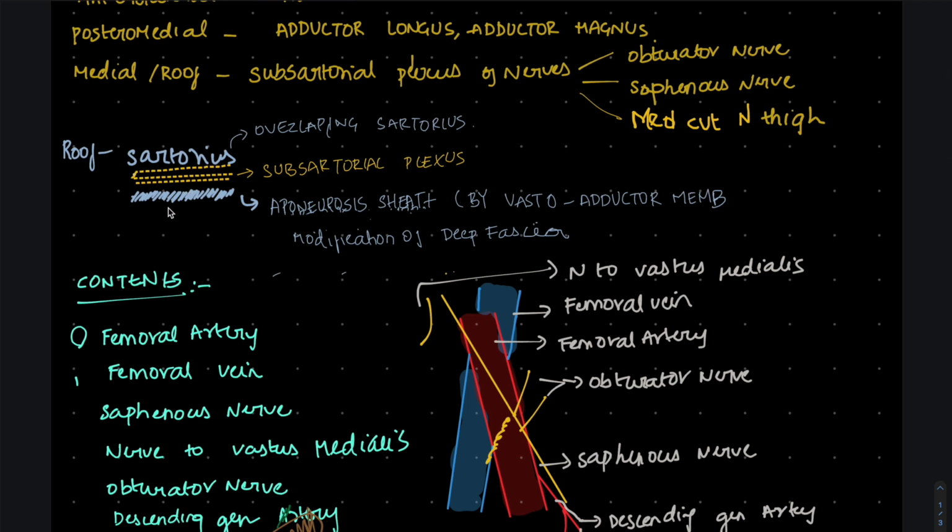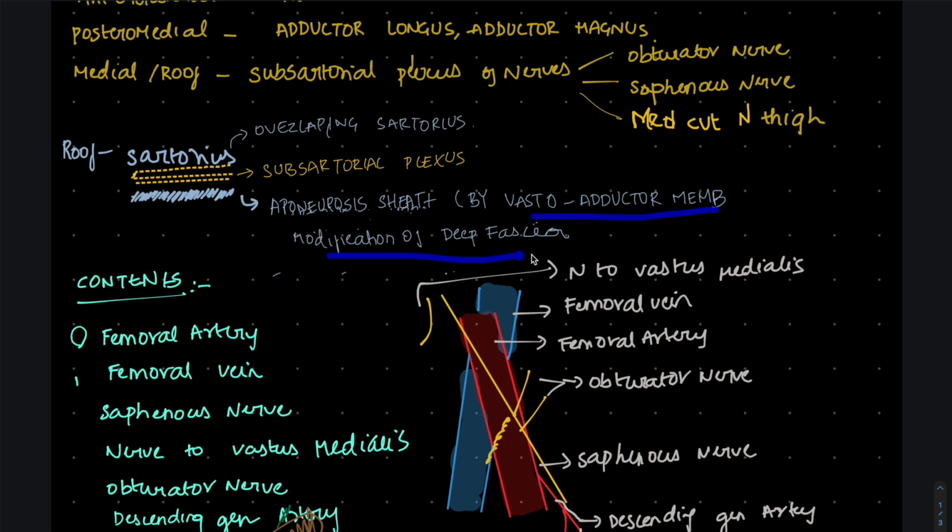And under this you'll have a sheath, a fibrous aponeurosis. Suppose this is the medial side and here it is the lateral side. On the lateral side, which muscle is present? We have the vastus medialis, and on the medial side we have the adductor magnus and the longus. Connecting these two muscles there is a fibrous sheath, a fibrous aponeurosis, which is called the vasto-adductor membrane.